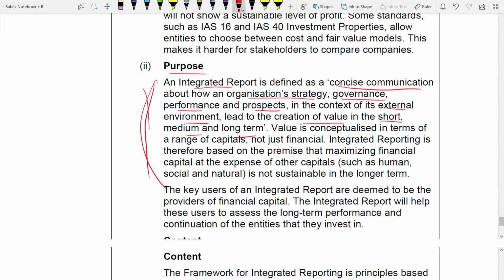And this value they talk about in terms of the capitals, not just financial capital. Financial reporting only talks about financial capital, only one capital. Integrated reporting talks about 5 other types of capital. That means 6 capitals in total. So integrated reporting is saying that if you want to maximize your financial capital at the expense of other capitals, it is not sustainable in the long term. You cannot sustain it like this. You also have to focus equally on the other capitals like human, social, natural, relational, manufactured, all those things.